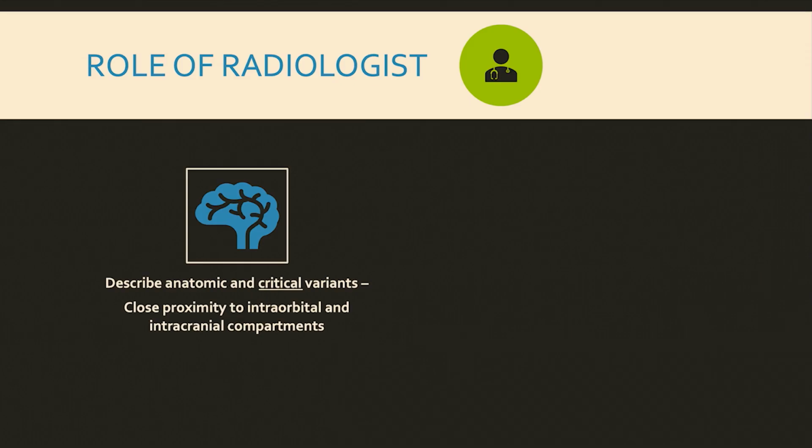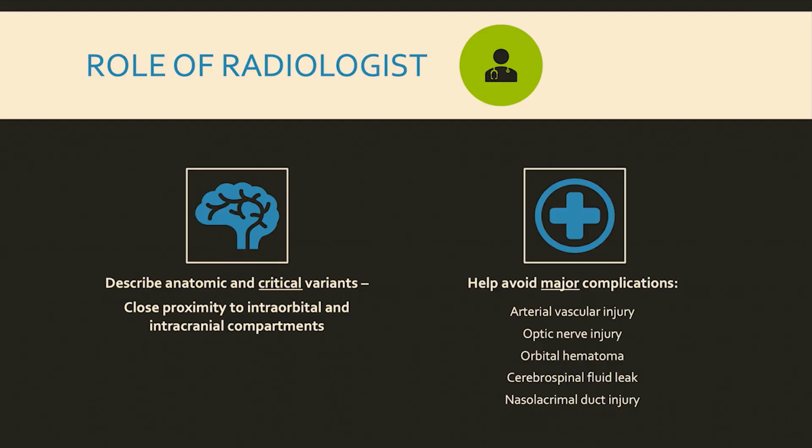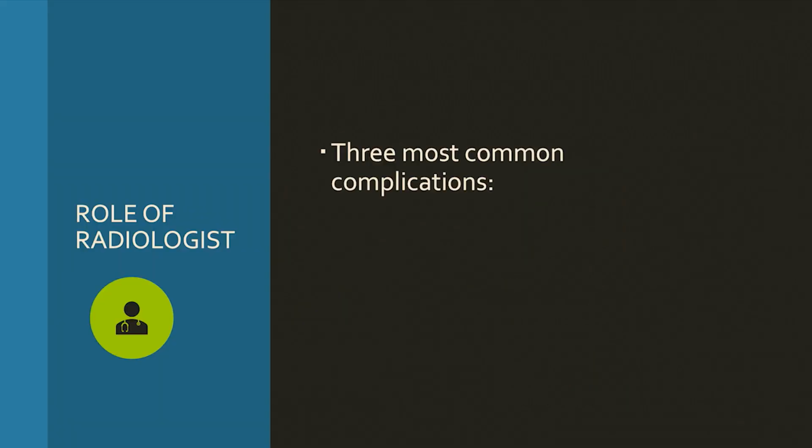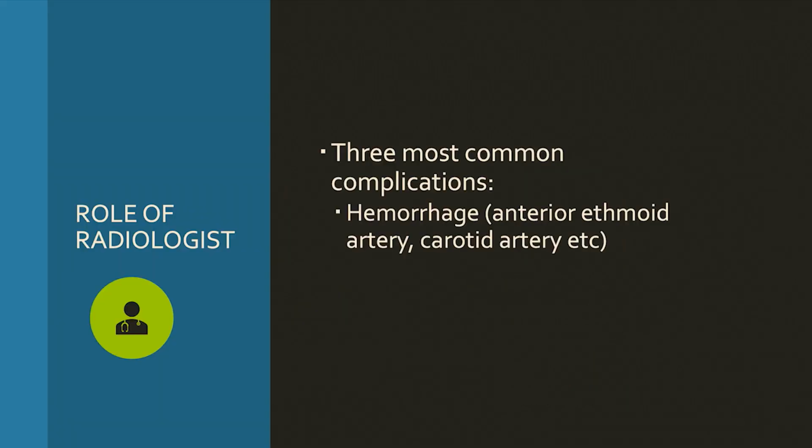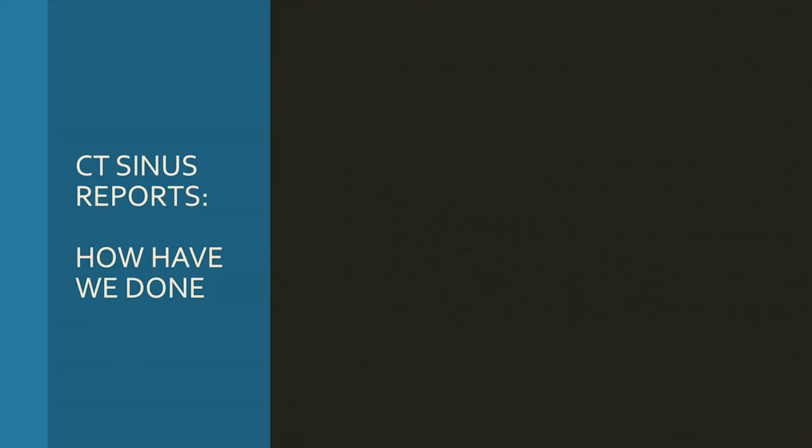So again, describe anatomic and critical variants, close proximity to the intraorbital and intracranial compartments, and we're going to help to avoid major complications of sinus surgery. If we can help the ENT surgeon by saying, hey, this artery is literally going through the sinus, that's an important thing for that person to be aware of. So what are the three most common complications? Hemorrhage by far is the most common complication for a sinus surgeon, and that's because they failed to recognize an artery traversing the sinus. I'm going to show you which artery that is later on in the talk. Clearly, CSF leaks can be complications for sinus surgeons, and orbital hematomas for similar reasons.